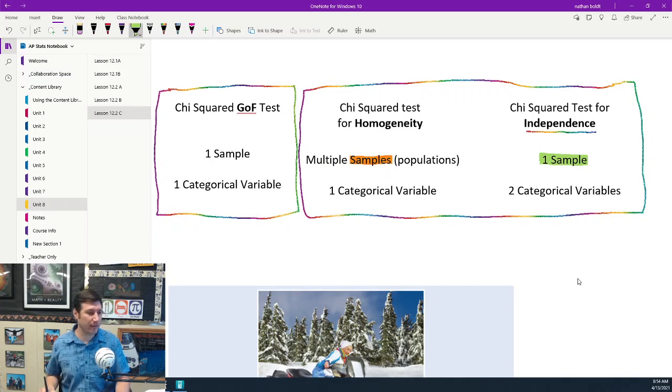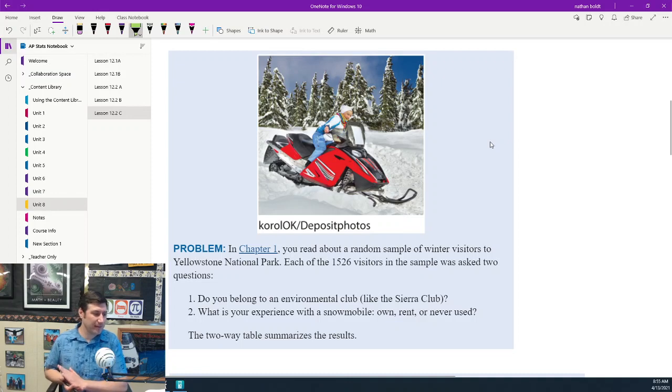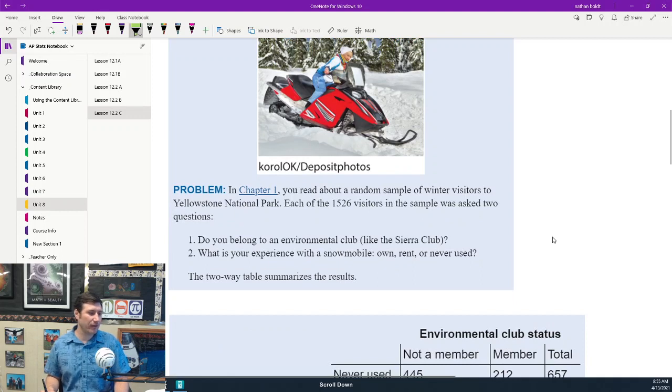All right, so let's do one of these. We are doing the independence test right now. So we did a problem like this with this same context way, way back, and the book is recycling it, but it does show this pretty nicely. So we, in Chapter 1, read about a random sample of winter visitors to Yellowstone National Park. Each of the 1,526 visitors in the sample was asked two questions. Do you belong to an environmental club? What is your experience with a snowmobile? Do you own, do you rent sometimes, or have you never used one?